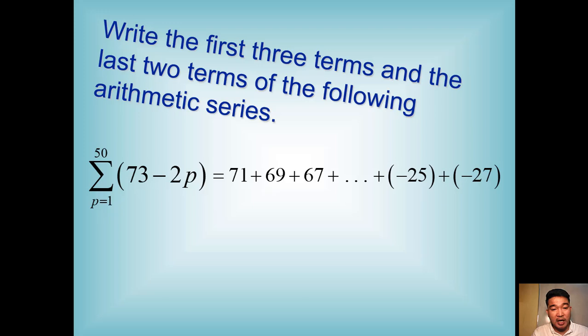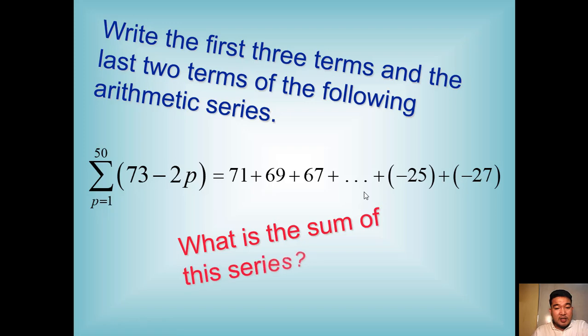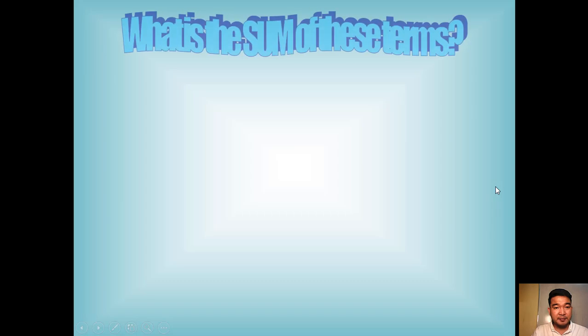So we have 71 plus 69 plus 67 plus and so on. The last 2 terms are negative 25 and negative 27. So as you continue substituting values from 1 to 50 here, you will get this series. The question now is, what is the sum of this series? How can we get the sum without clicking into the calculator one by one from 71 to negative 27?